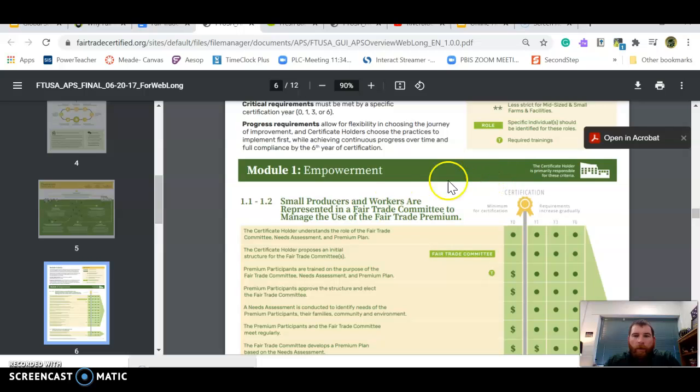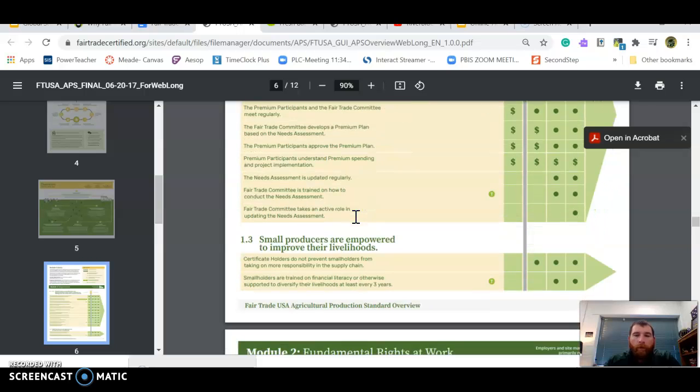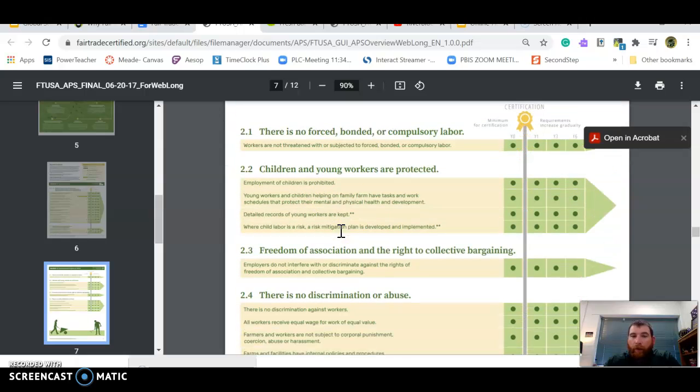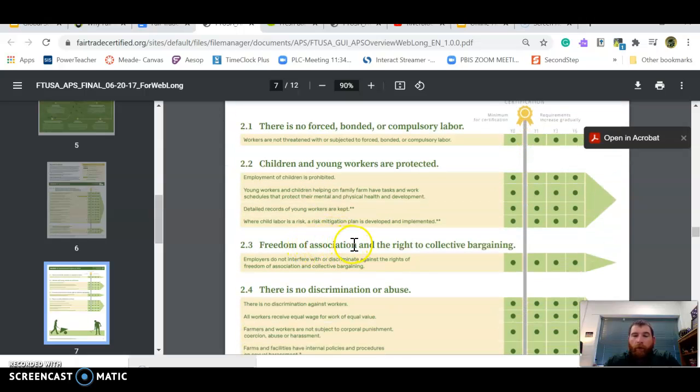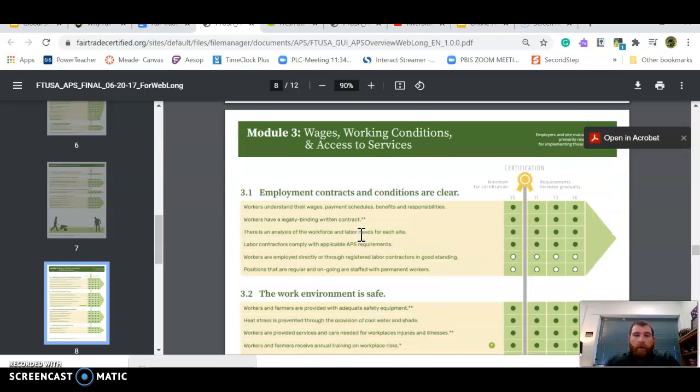Okay, so some of the fair trade standards are down here. So empowerment. Okay, so it talks about small producers and workers being represented in the fair trade community and managing the use of the fair trade premium, which is the premium you get by using a fair trade product. Small producers are empowered to improve their livelihoods. There's several categories to that. There's no forced or bonded or compulsory labor. There's no child or young labor. Freedom for your labor parties to be in a union. There's no discrimination or abuse. Let's say you don't get your quota for the day. I can't hurt you as your boss, right? Those are all things that are very important.